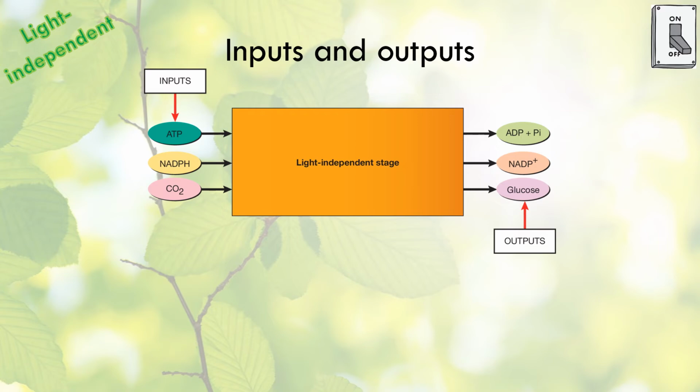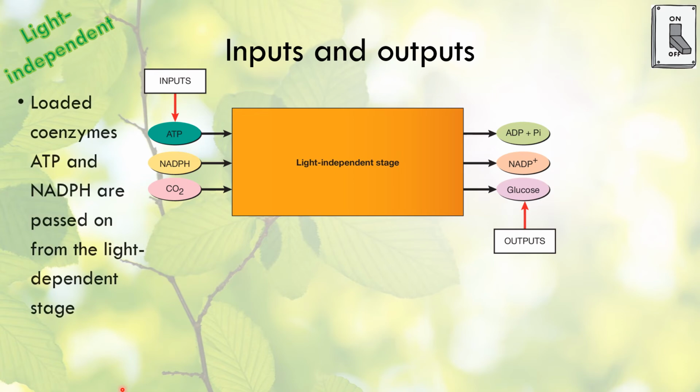Again, you must know your inputs and your outputs of the light independent stage. So our inputs are going to be our ATP, our NADPH, and our CO2. Note the ATP and the NADPH have come from the light dependent stage. All right, so this has come from the light dependent stage and it's coming into the light independent stage. The carbon dioxide has come from the gas that's allowed to come through the stomata into the plant.